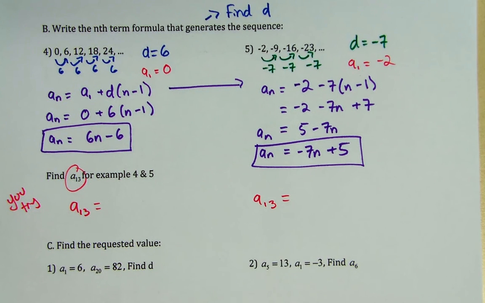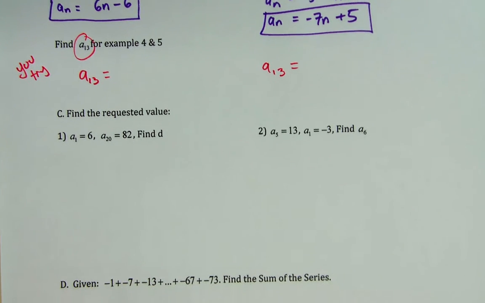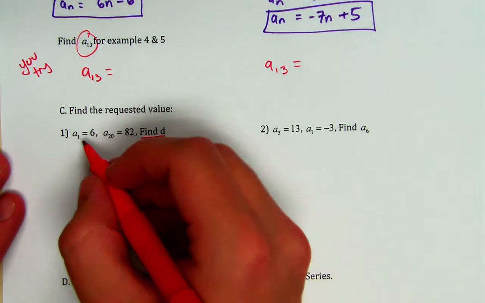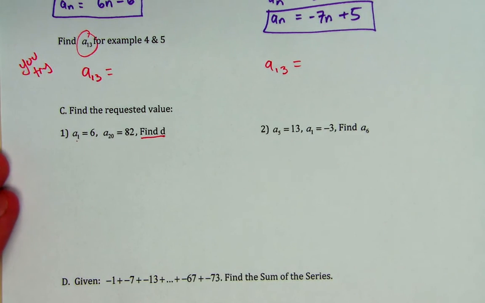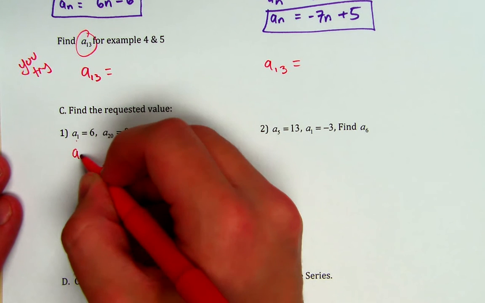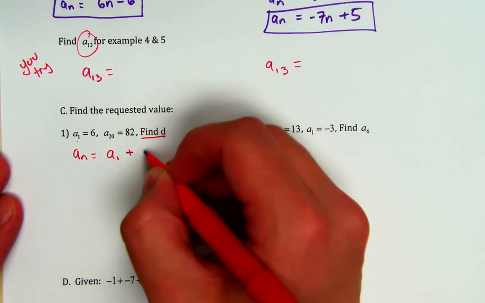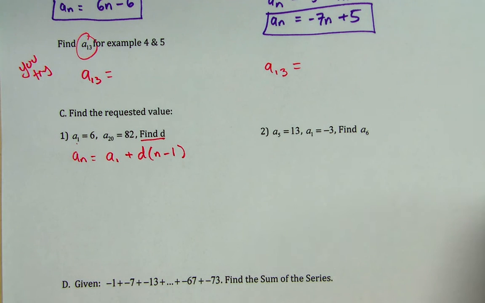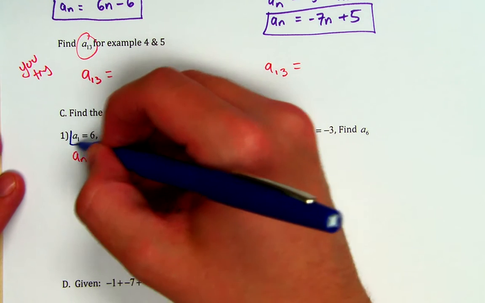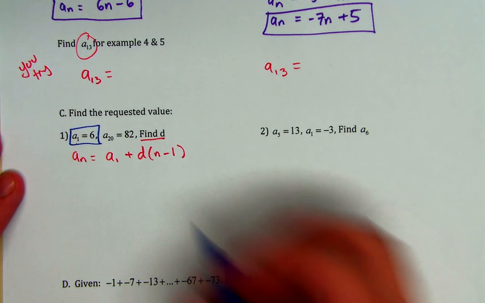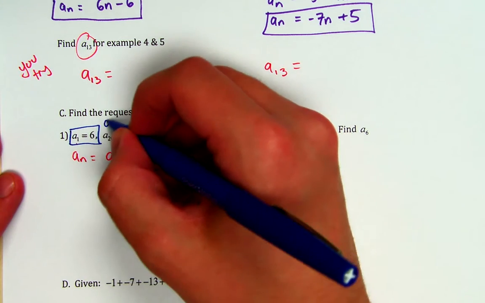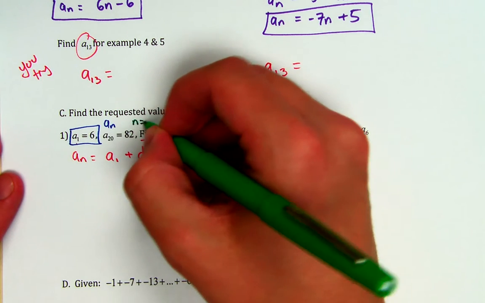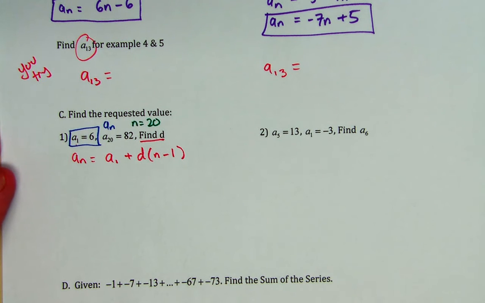So sometimes you're going to be asked to find a requested value. This says to find D. If I have A1, I have A20. Well, let's use that formula. AN equals A1 plus D times N minus 1. Well, what parts of this formula do I know? Well, I have A1. I have A20, so this could be my AN. So then, what does N equal? N equals 20, and AN equals 82.